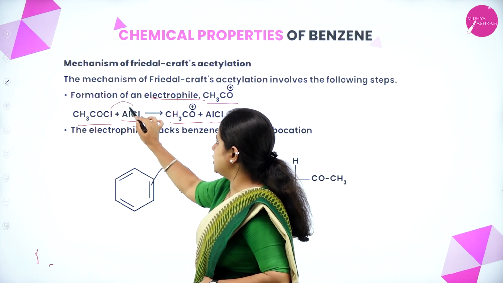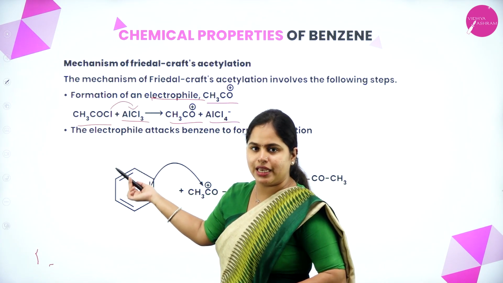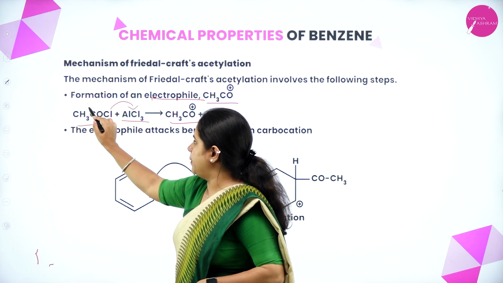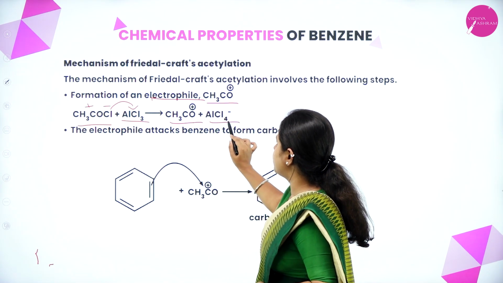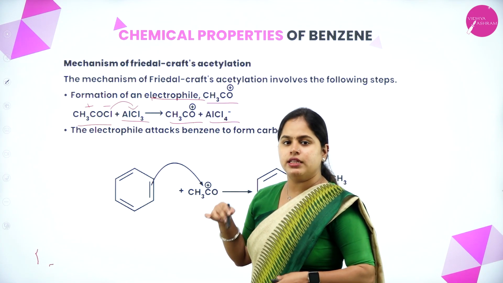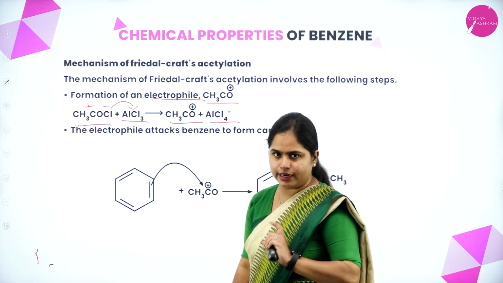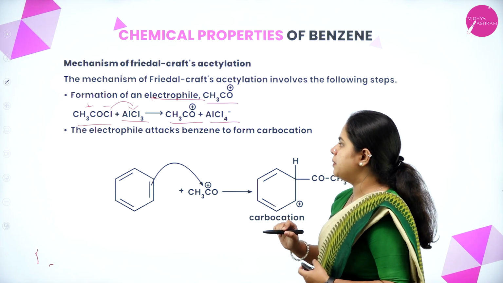The Cl gets attached here. So what happens? It is Cl minus, and this part will be plus and this part will be minus, right? So you get the carbocation as well as the AlCl4 minus. That is the electrophile. Fine. That is the first step.